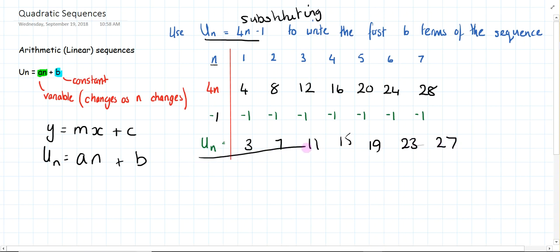So that's the sequence here. How many terms have I written? 7. Yeah, up to n is 7. So we've got 7 terms of that sequence. It goes on forever. Okay?